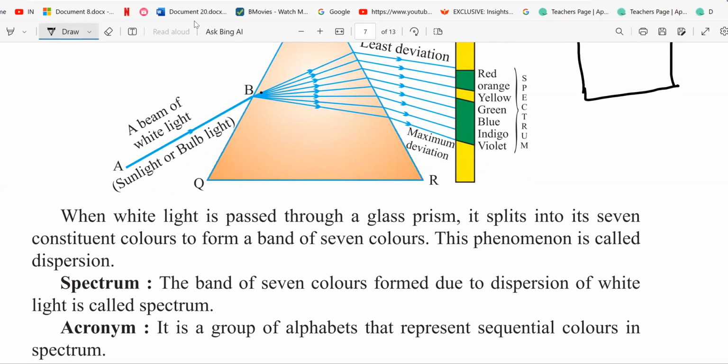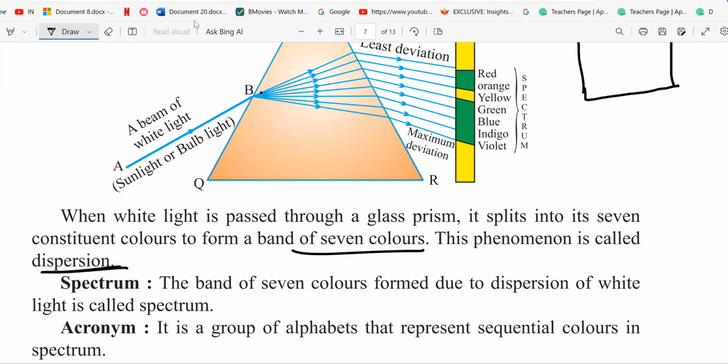When white light is passed through a prism, it is split into 7 colors and forms a band of 7 colors. This phenomenon is known as dispersion. What do we call it? Dispersion. Okay, got it? Sir, is dispersion the same as scattering?